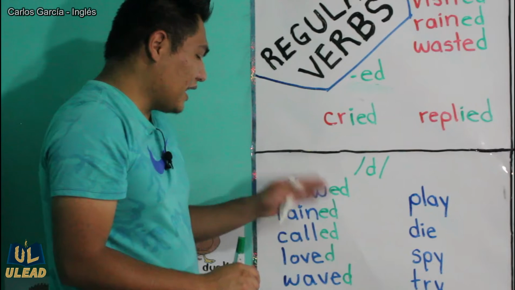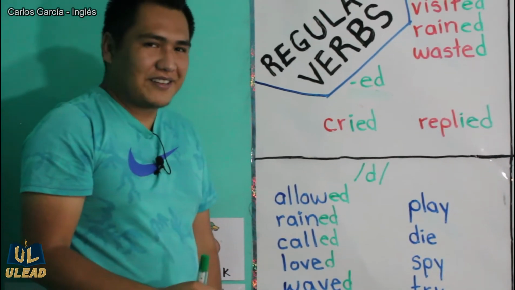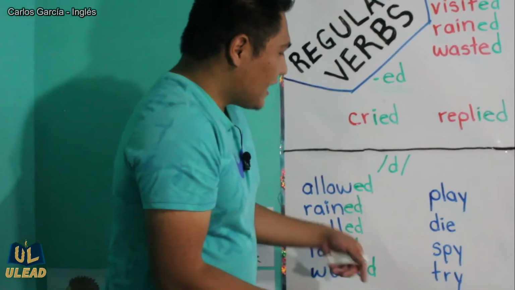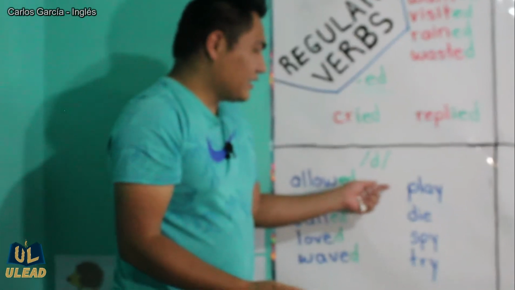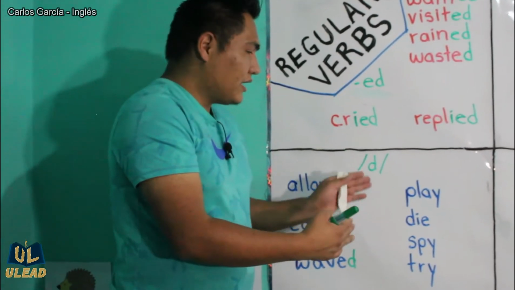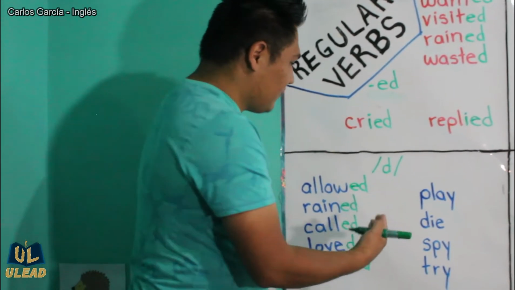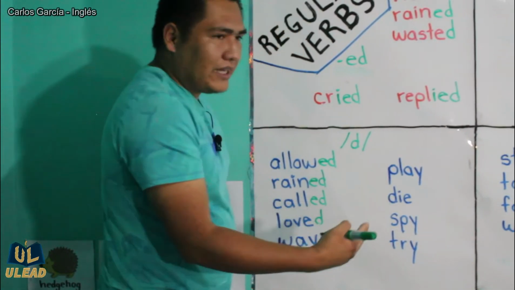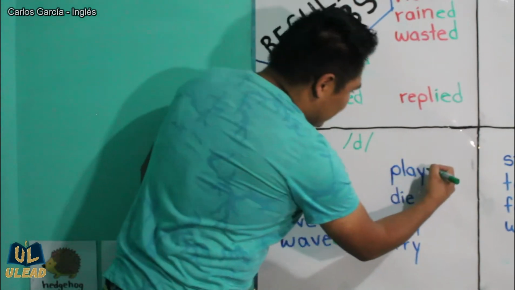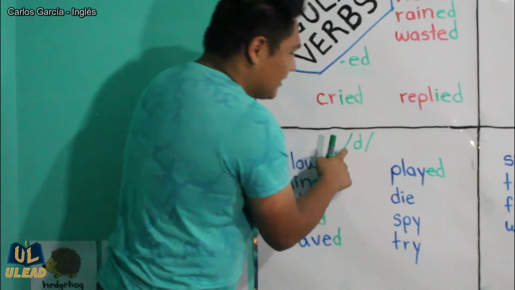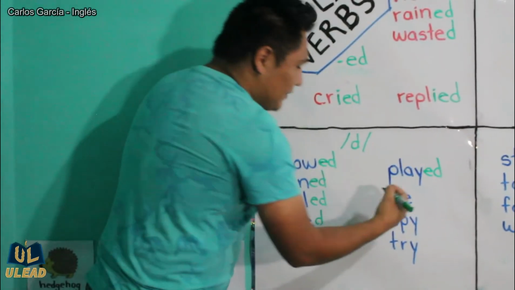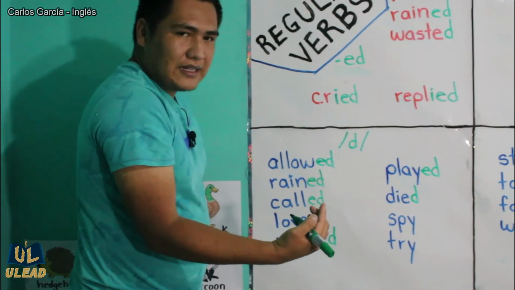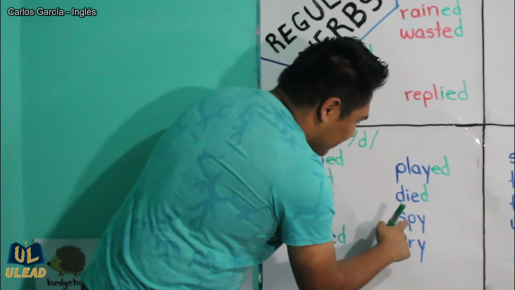Okay? I'm not saying allow it, rain it, call it, love it, wave it. Okay? That's totally incorrect. So avoid making those mistakes. And you also need to look at this carefully, because here's where we use the vowel sounds as well. Okay, for example, play, die, spy, try, they all end in a vowel sound. So we just add the ed and pronounce it with this sound. Played, played. In this case, it just needs the d. Died, died. Now here, spy and try.